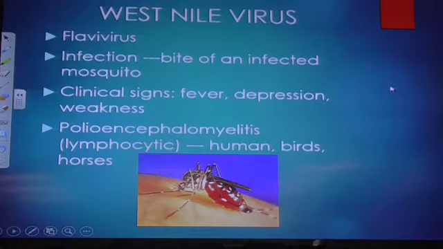West Nile virus, you should have done this again. Very similar in presentation. They may be depressed, they may be ataxic. And this one also causes a polioencephalomyelitis with a lymphocytic infiltrate. So, horses can get both diseases. How can you differentiate them clinically?